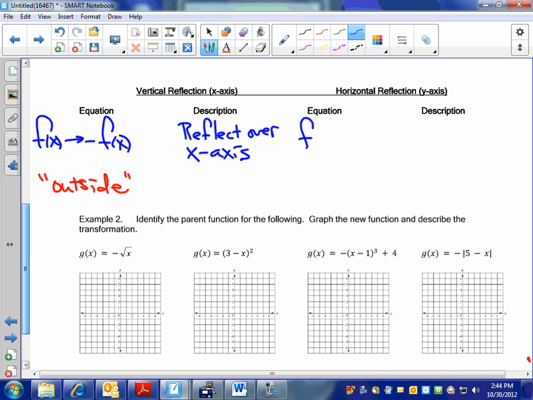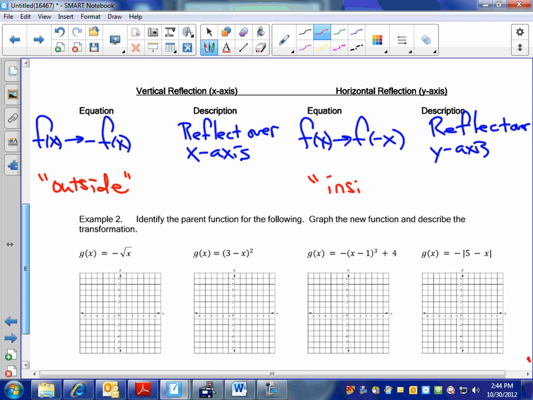If you take f of x and map it to f of negative x, well, that is a reflection over the y-axis. And as you can see, the negative this time is on the inside. That's what makes it horizontal. So if you got a negative, just identify if it's on the inside or outside. That'll tell you the type of switch.